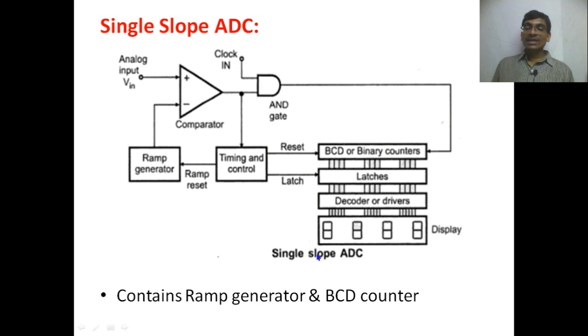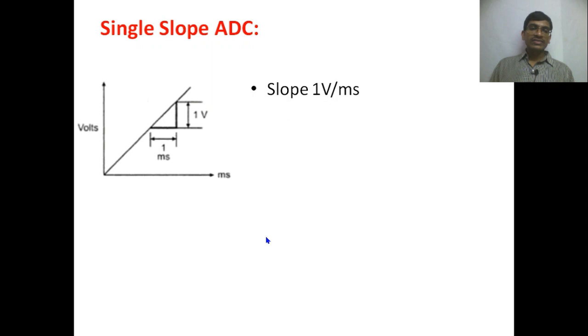This decoder will show that binary signal on the display device. Therefore, this binary value will be proportional to the analog input applied at the input of the comparator. This is how the operation of the single slope ADC goes. When we take one example, the slope of the wave.